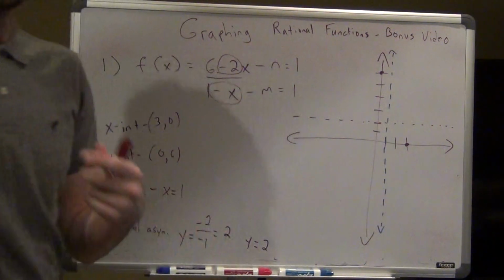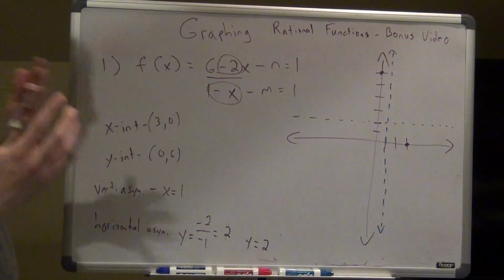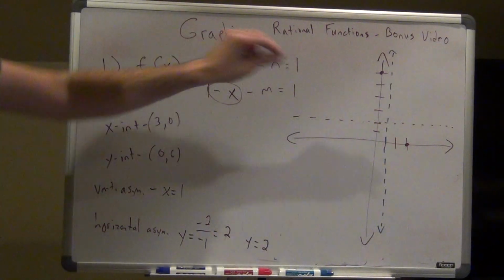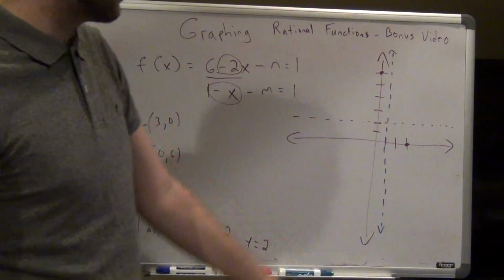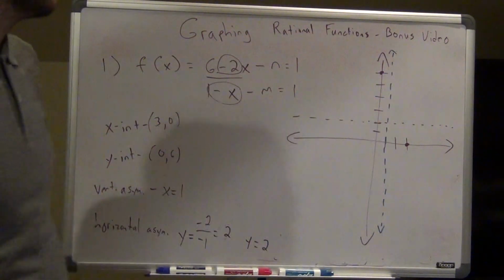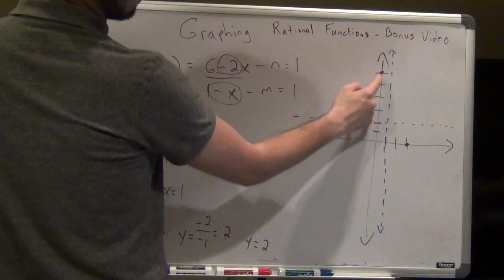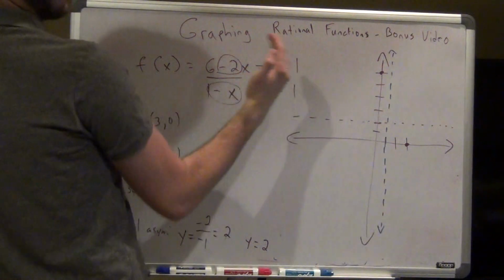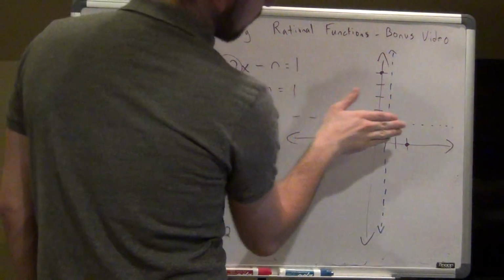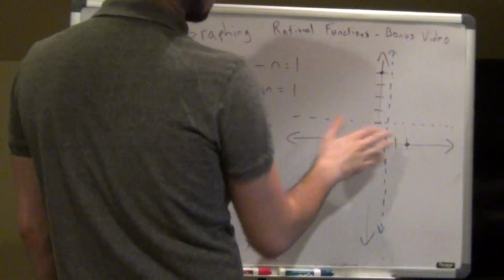Someone asked me how you find the coordinates. How do you figure out what coordinates to use? In this case, when I just have one vertical asymptote and then a horizontal asymptote, I want to find 1 point to the left of the vertical asymptote, on this side, and 1 point to the right of the vertical asymptote, on this side.